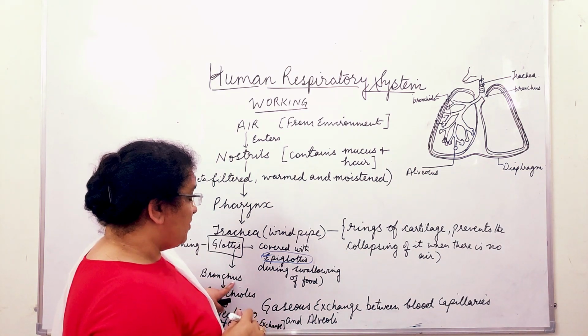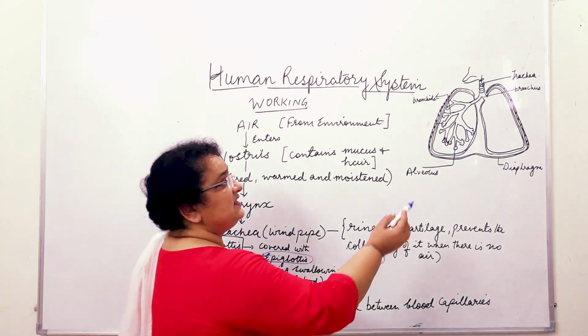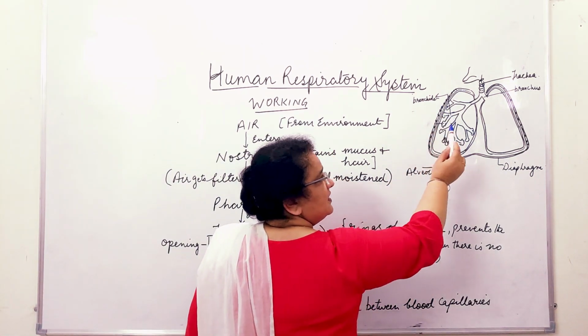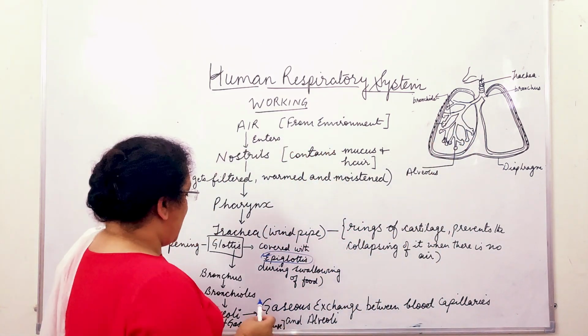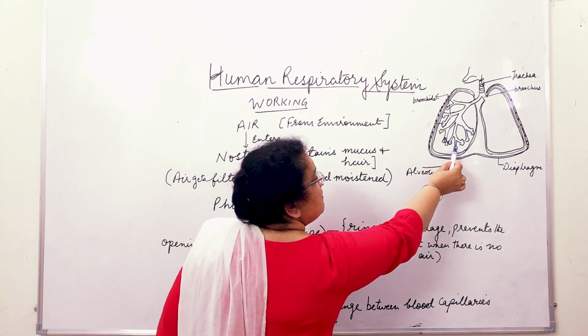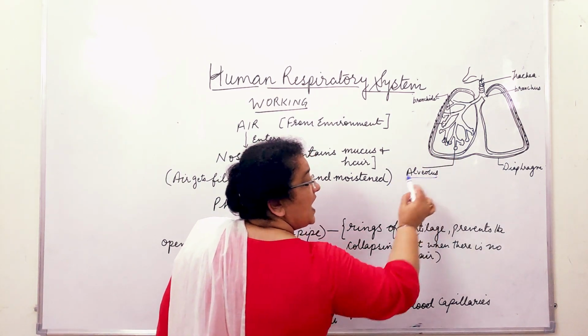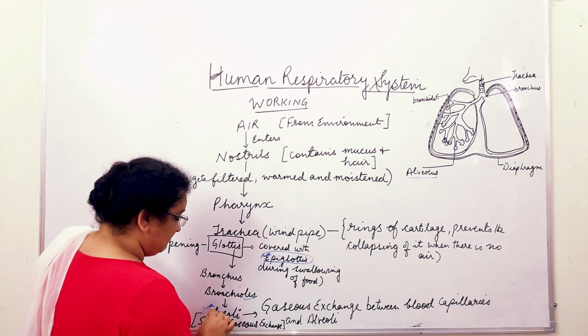Now from here, from the bronchus, air goes to the bronchioles. These are the bronchioles, very small branches of the bronchus, and each bronchiole ends in small balloon-like structures called alveoli. Plural is alveoli, singular is alveolus.